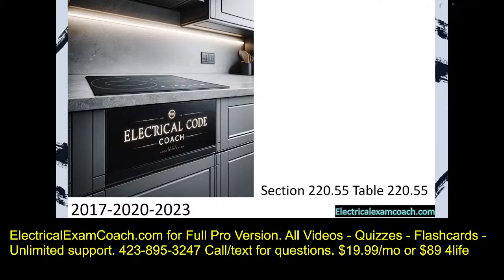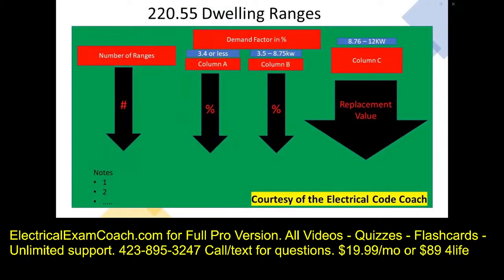Let's get to it. When we get to table 220.55, we're going to read the black bold heading at the top of the table to make sure that we're in the right table. Then, starting on the left-hand side, we're going to find our number of ranges: 1, 2, 3, 4, 5, and so on and so forth. Then we're going to notice that there are 3 different columns. They're really in 2 different groups. Column A and column B are grouped together under the demand factor in percentage column. The reason it's so important for us to watch out is because column A and column B are multipliers. They're actual demand factors. But column C is a replacement value, and you'll understand more of what that means as we get farther through this video.